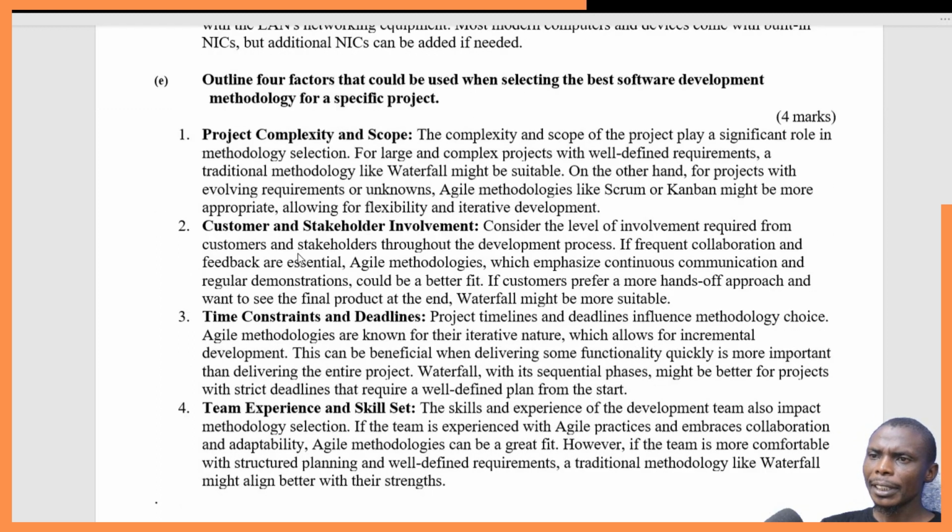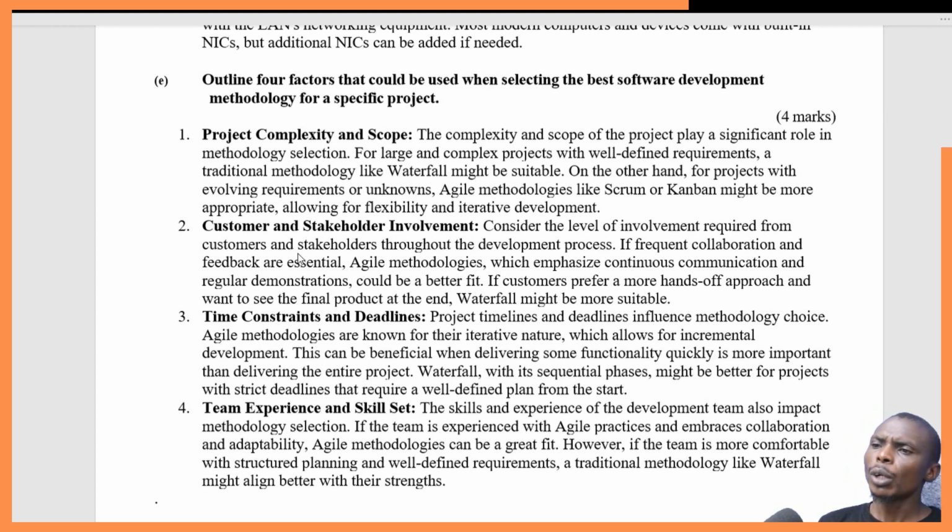The E part says outline 4 factors that could be used when selecting the best software development methodology for a specific project. There are very many methodologies that you could use. We could use waterfall or agile methodology. These factors will make you decide which methodology you will use. The first one is project complexity and scope. Some projects might be much more complex than others, so the complexity and scope of the project may play a very significant role in this selection.